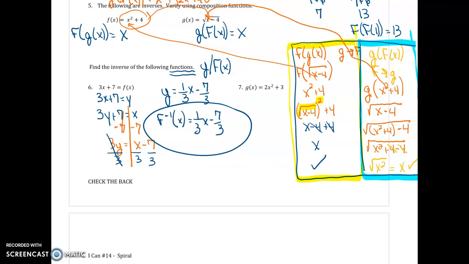All right, the next problem, same thing. You first need to realize that g of x is just y. And then the first step of inverse is to make y become x and x become y. And now I'm going to work to get this y by itself. So the first thing I'm going to undo is the addition subtraction. I'm going to subtract 3.